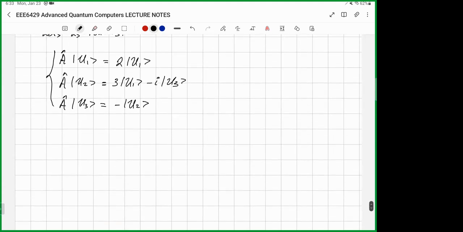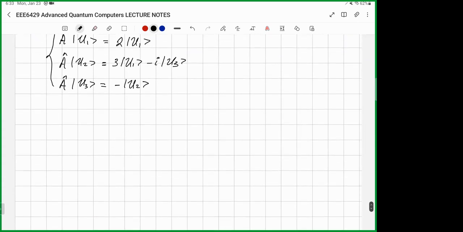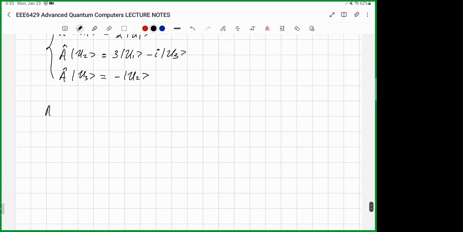So now we need to write this operator A in matrix form. And we know that there is a matrix that corresponds to this operator, A11, A12, A13. This is a three-dimensional space, so the operator will be a 3 by 3 matrix. So it's A21, A22, A23, A31, A32, A33. So this is the matrix we are after.